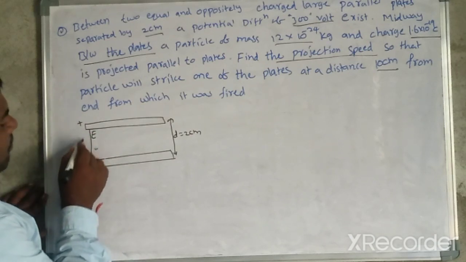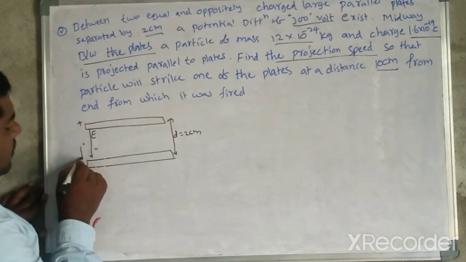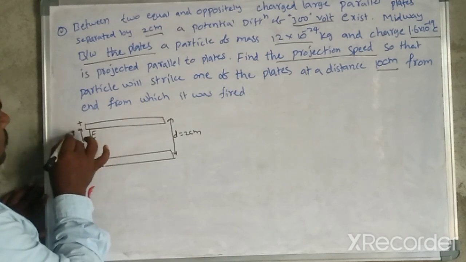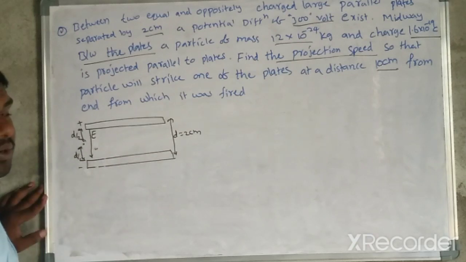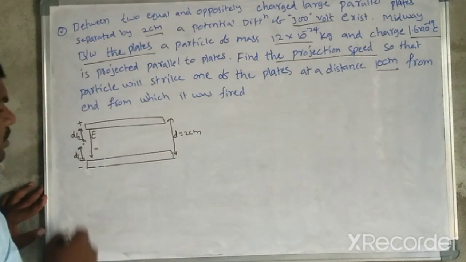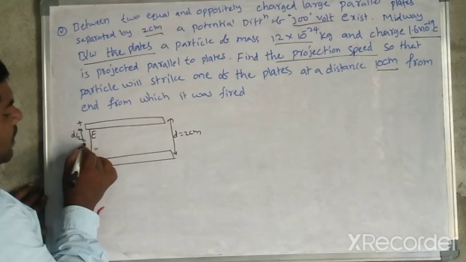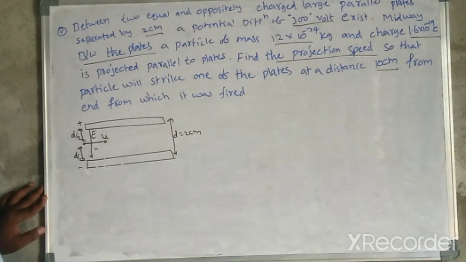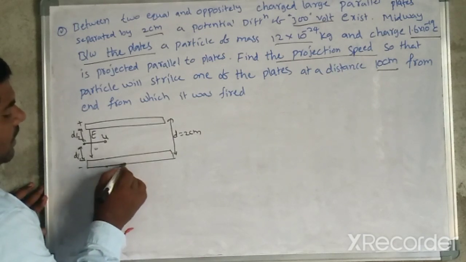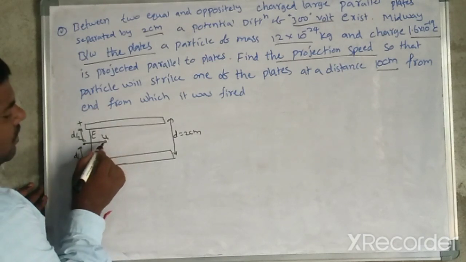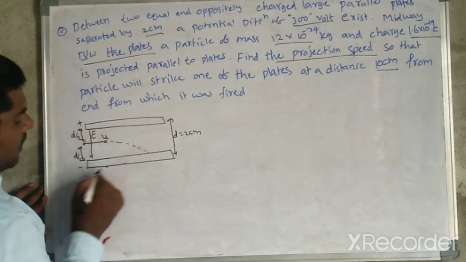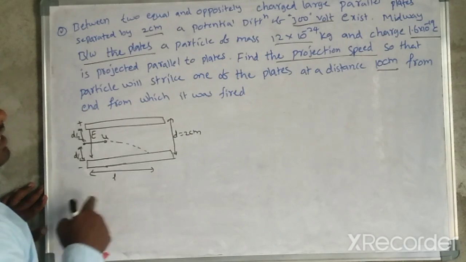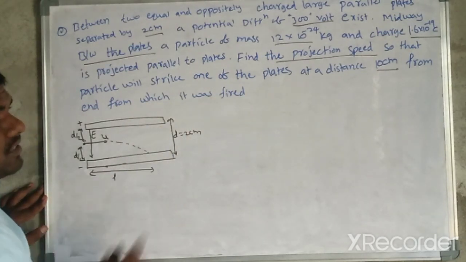In between, midway, is a distance d by 2 from one plate and d by 2 from the other plate. Here the particle is fired, moving like this with initial speed u, and strikes one of the plates. The distance from the firing end to the striking point is L, and L is equal to 10 centimeter, as given in the question.